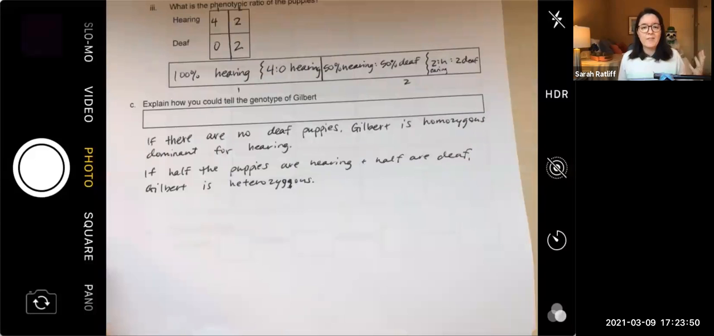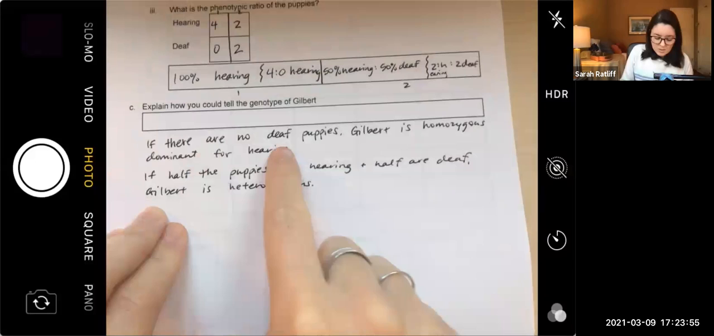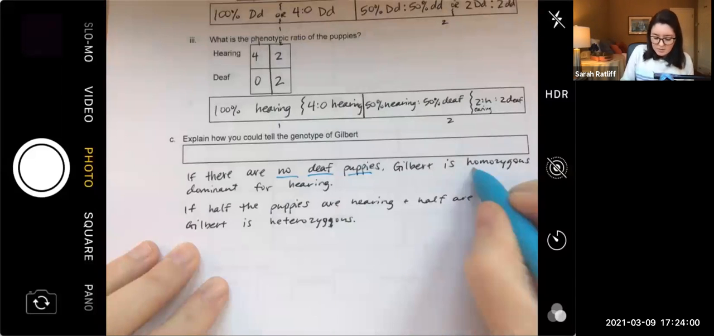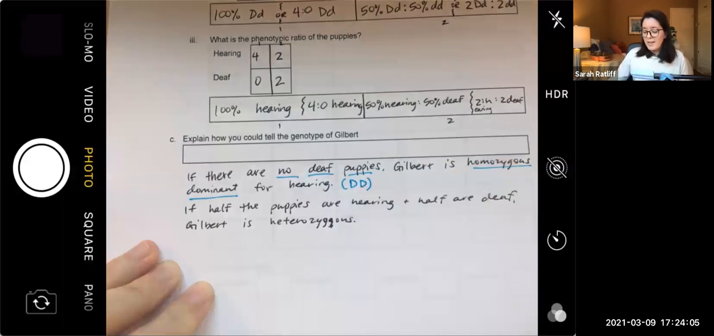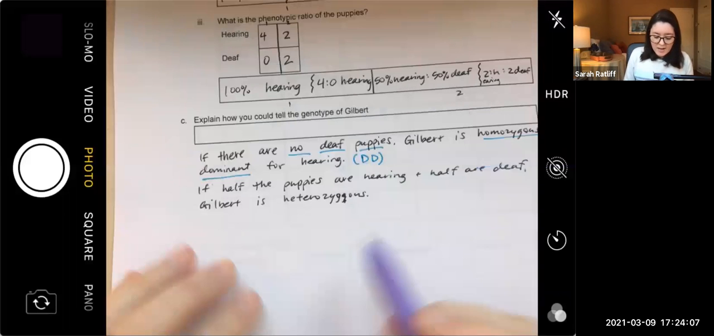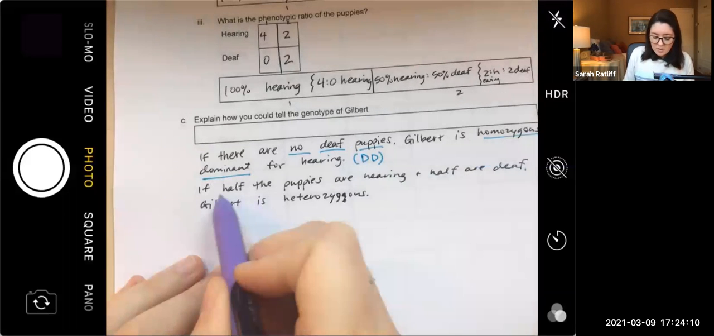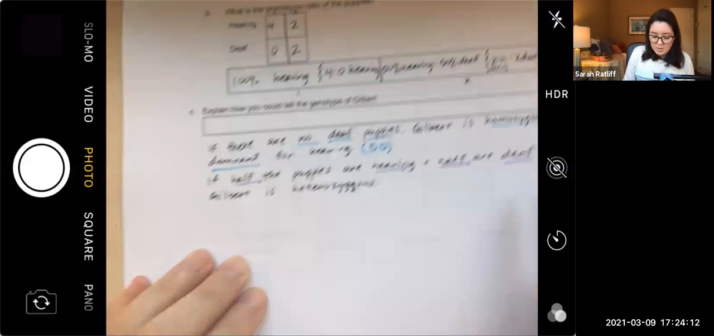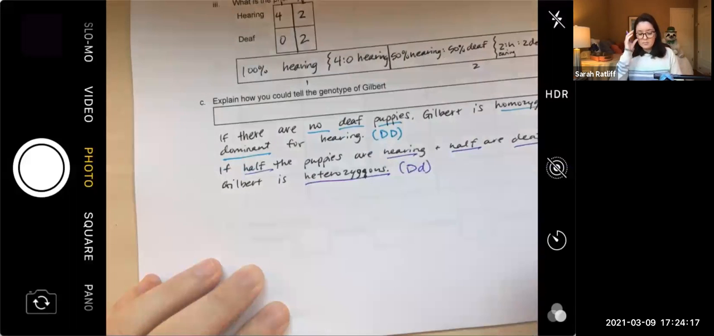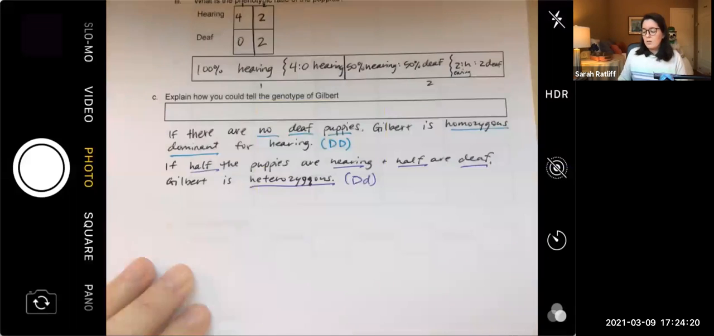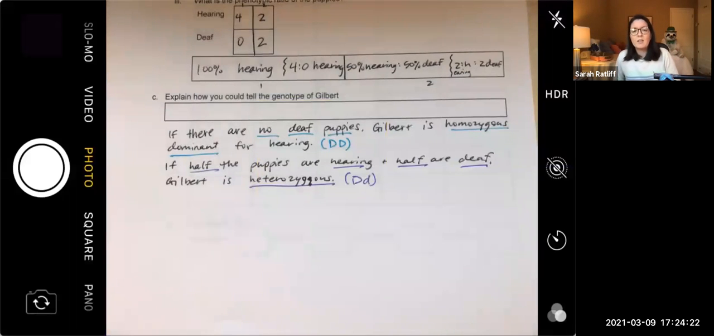So that's how we can figure out what Gilbert's genotype will be. If there are no deaf puppies, Gilbert is homozygous dominant. So that means big D, big D. And if half the puppies are hearing and half are deaf, Gilbert is heterozygous, meaning big D, little d. All right, that will be the end of our regular Mendelian classic inheritance.